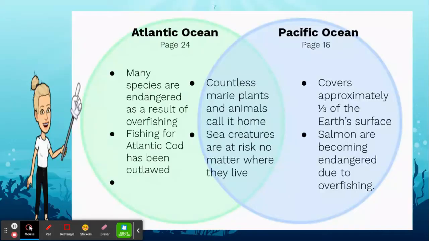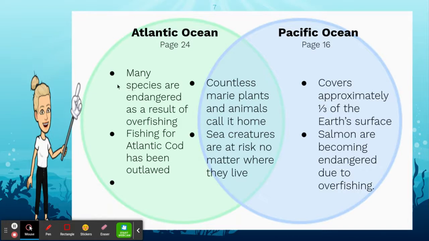Now, boys and girls, let's look at our Venn diagram. I compared and contrasted the Atlantic Ocean and the Pacific Ocean. You will see in the middle here, these are all the things that the Atlantic Ocean and the Pacific Ocean have in common that are similar. They have countless marine plants and animals call it home. Sea creatures are at risk no matter where they live.